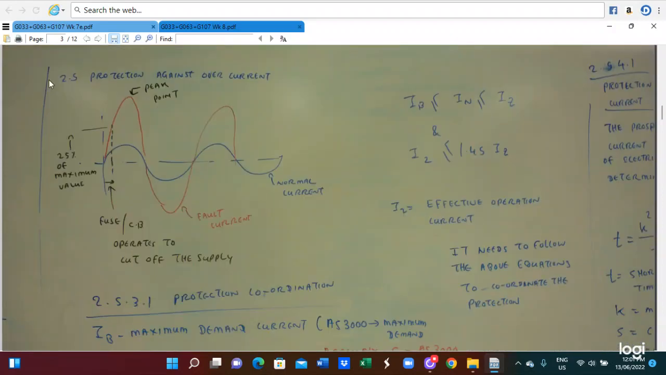When there is protection against a circuit fault, the blue color is the normal electrical wave, but the red color is the fault current wave.